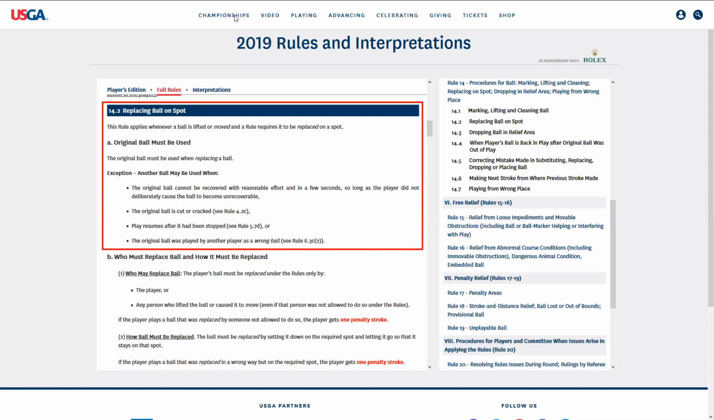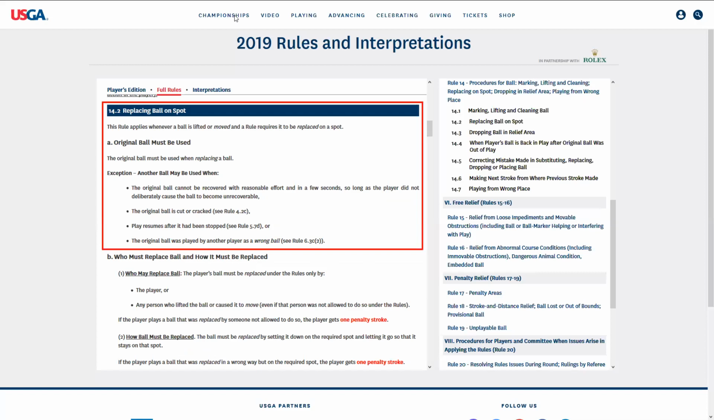To deliberately cause the ball to become unrecoverable. So his example is if the player picks up the ball and he's kind of upset and he throws it into the water, well, obviously he's not under that. But casually flicking it to your caddy, who then accidentally doesn't catch it, you're still going to be allowed to substitute.